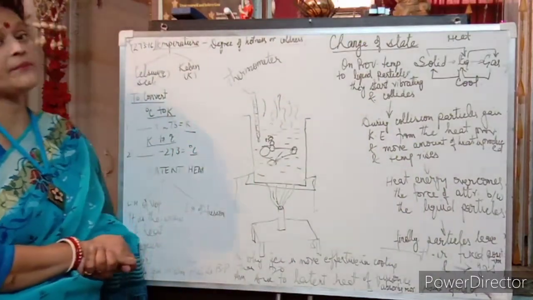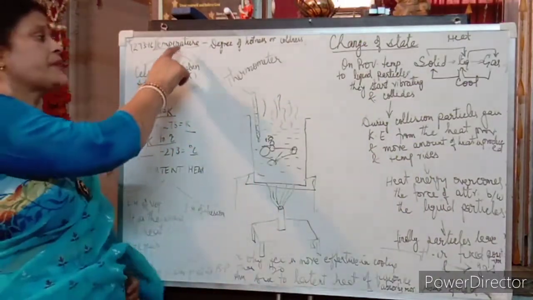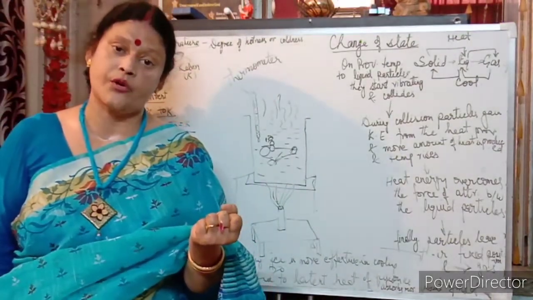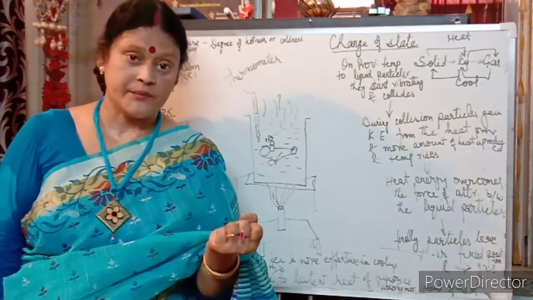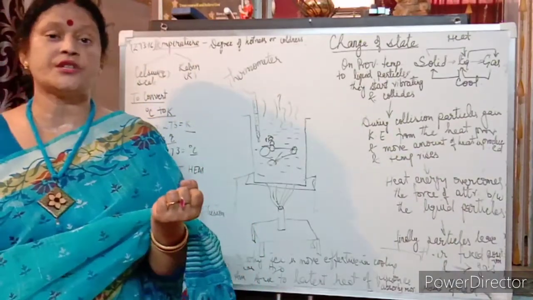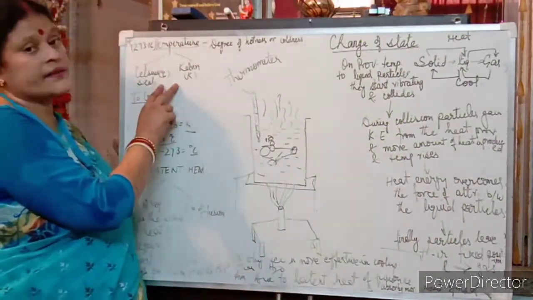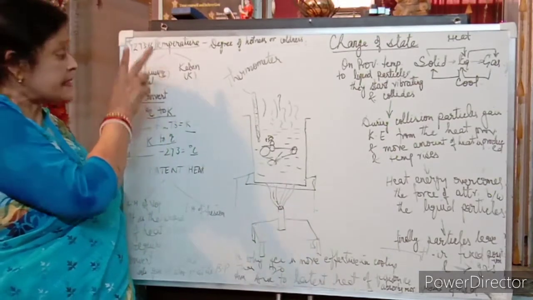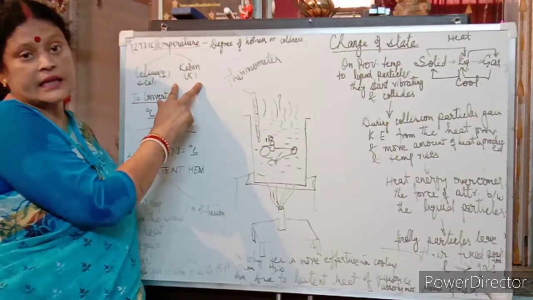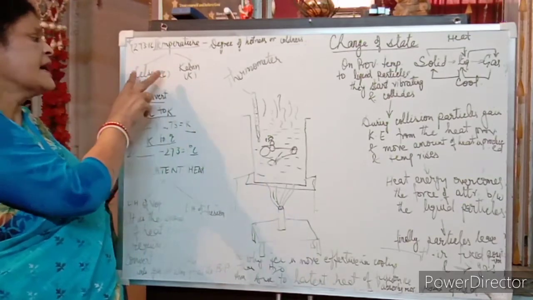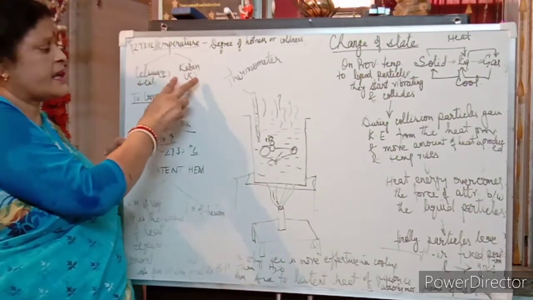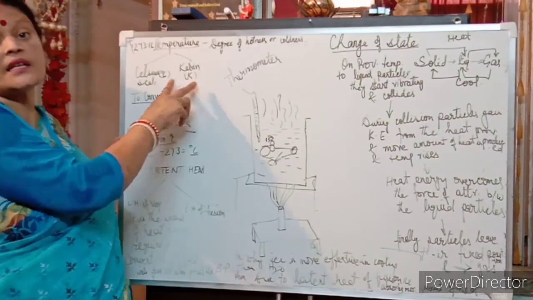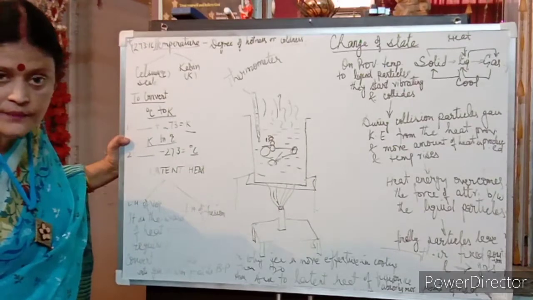Now next is temperature. What is temperature? It is the degree of hotness or coldness of the body. Clear? So for measurement of temperature, two scales are there in your book. The third, Fahrenheit, is also there, but it is not in your syllabus. Celsius scale and Kelvin scale. The unit of Celsius is degree Celsius, and the symbol of Kelvin is K. These are the units to measure the temperature.